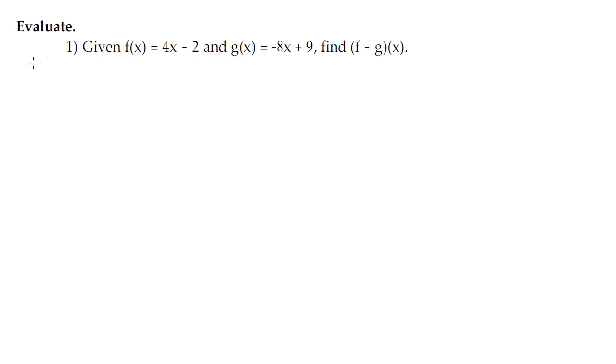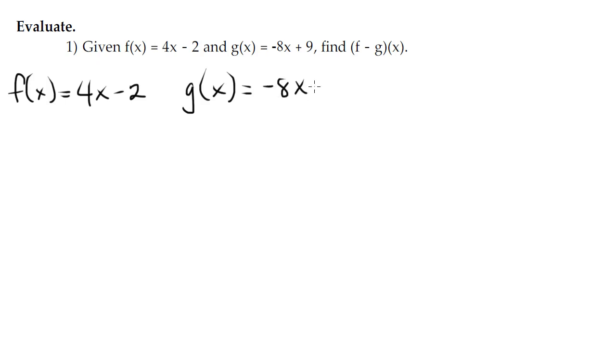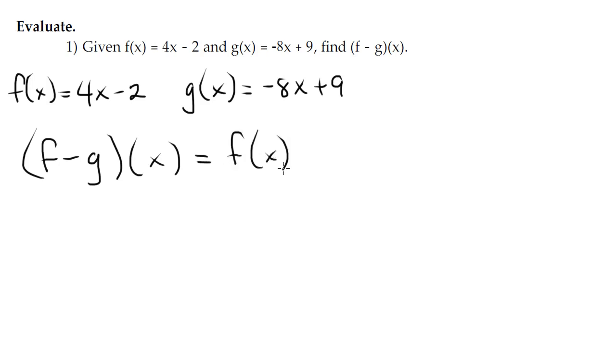Problem number one, given these two functions, we have f of x equals 4x minus 2 and g of x equals negative 8x plus 9. We want to find f minus g of x. Now, what I'm going to do is rewrite this combination of these two functions, this difference of these two functions, as literally a difference. So I'm going to rewrite this as f of x minus g of x.